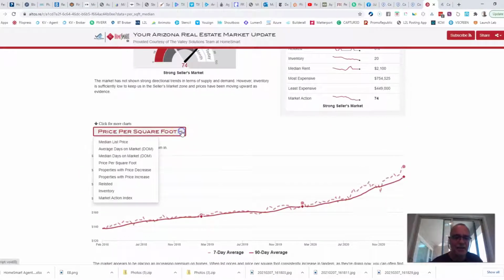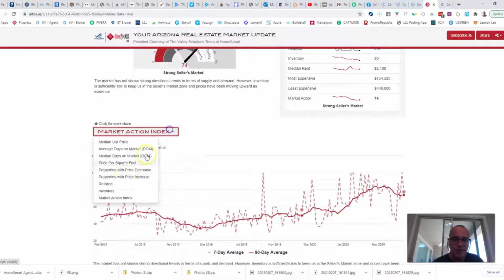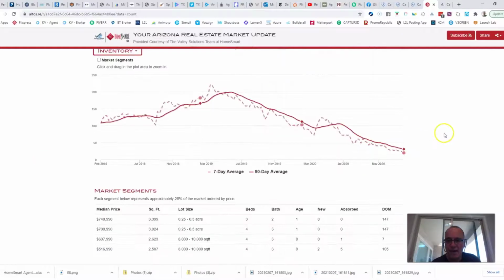Now, next, let's look at inventory. And this is just unbelievable. I would say back here, I said it wasn't going to get much lower. I think I said right here, it wasn't going to get much lower. And the trend continues. Let's talk about that trend for a minute.